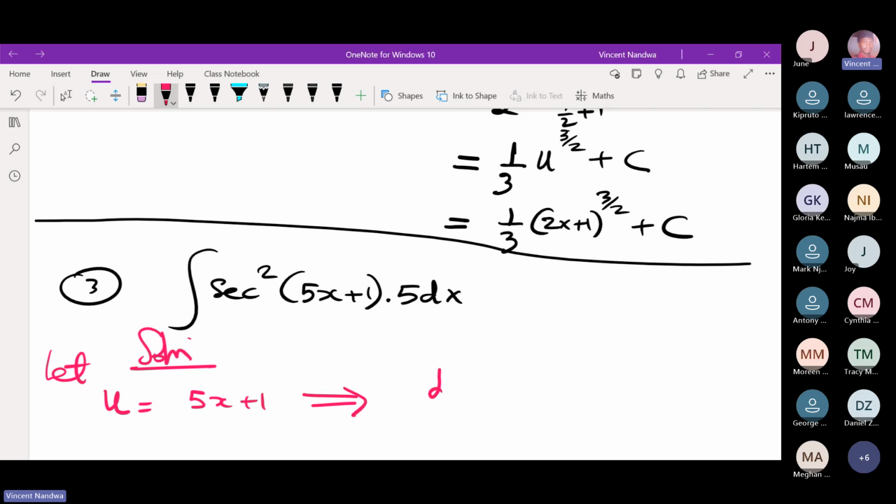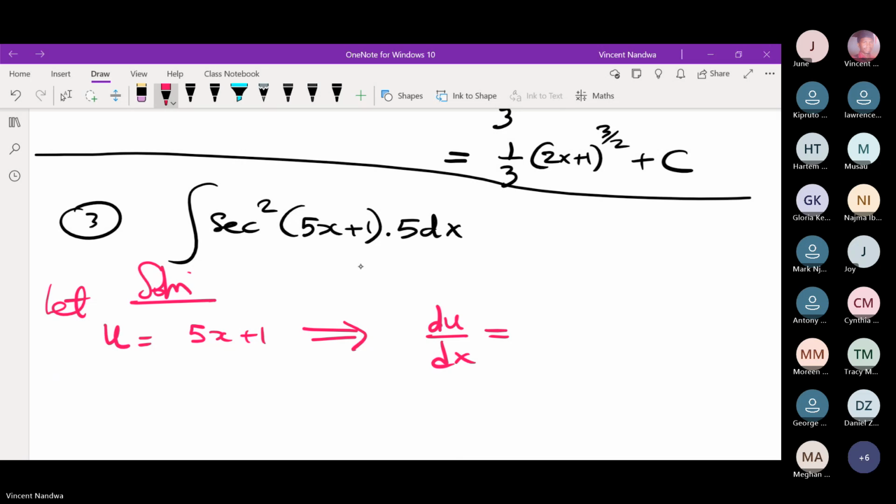So this means du dx is 5, or in the same language as saying that du alone is 5 dx. 5 dx, correct. And we can clearly see a 5 dx in the integrand. So we don't interfere with this.